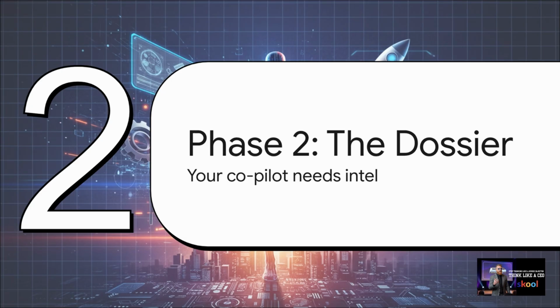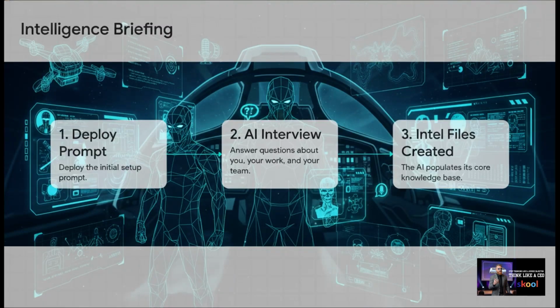It's time for phase 2. A copilot is pretty useless without intel, right? So now we have to create a personal dossier so it actually understands who you are, what you're working on, and how you like to get things done. And the way we do this is actually pretty cool. It's like an intelligence briefing.